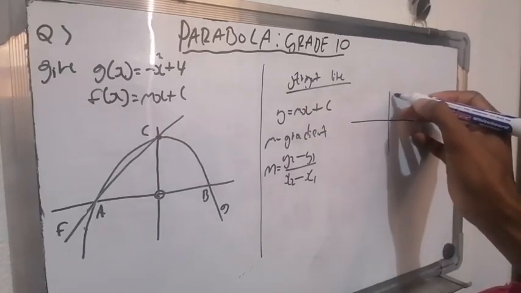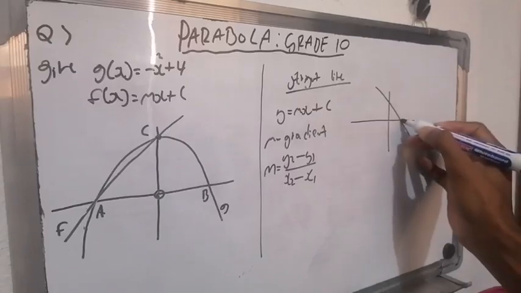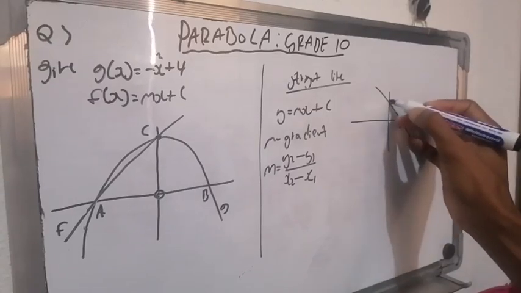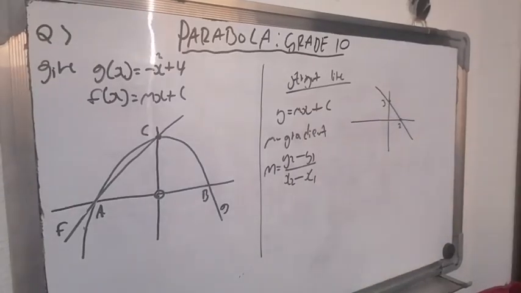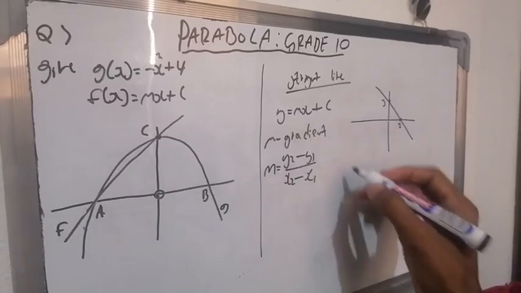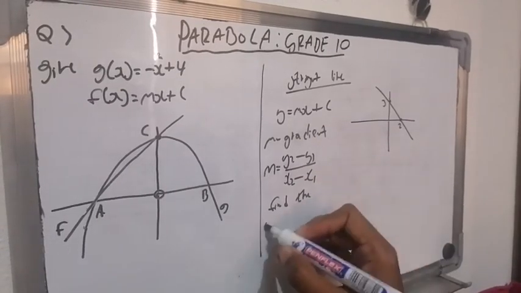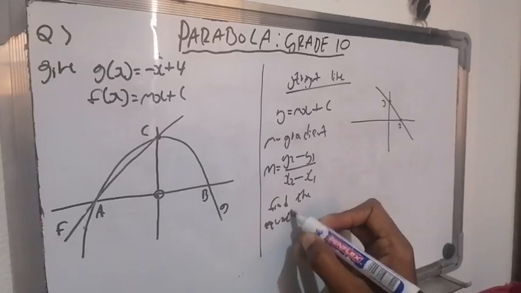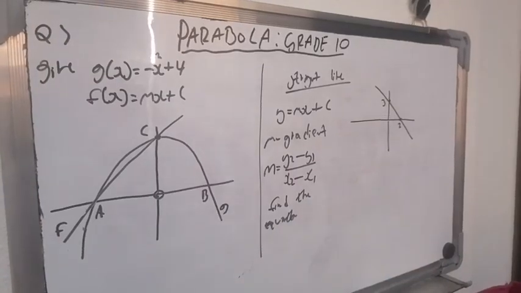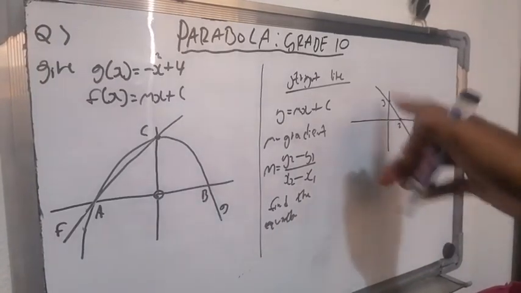Just give me an example. This is the line, and we give you 2, and then we give you 3, and then we say find the equation. We say find the equation of that line.